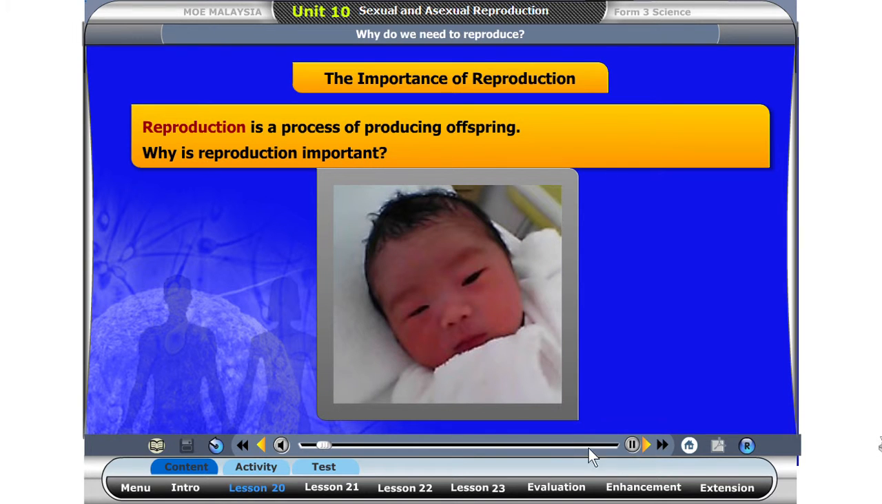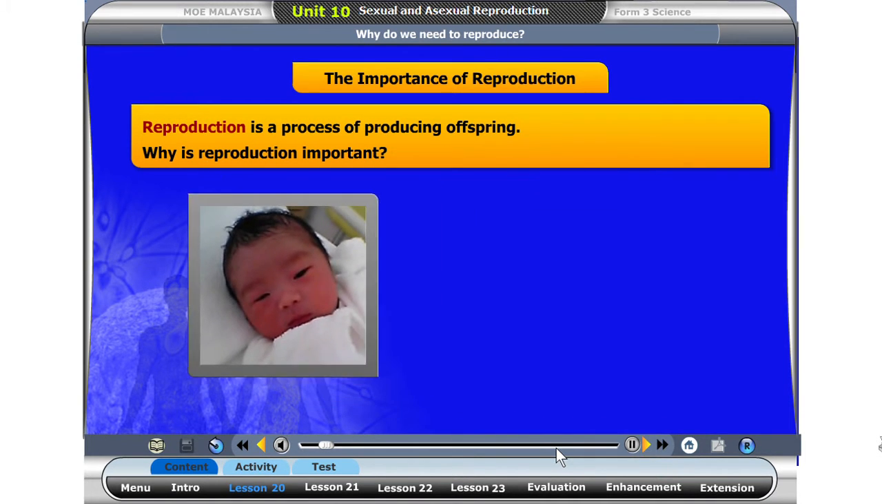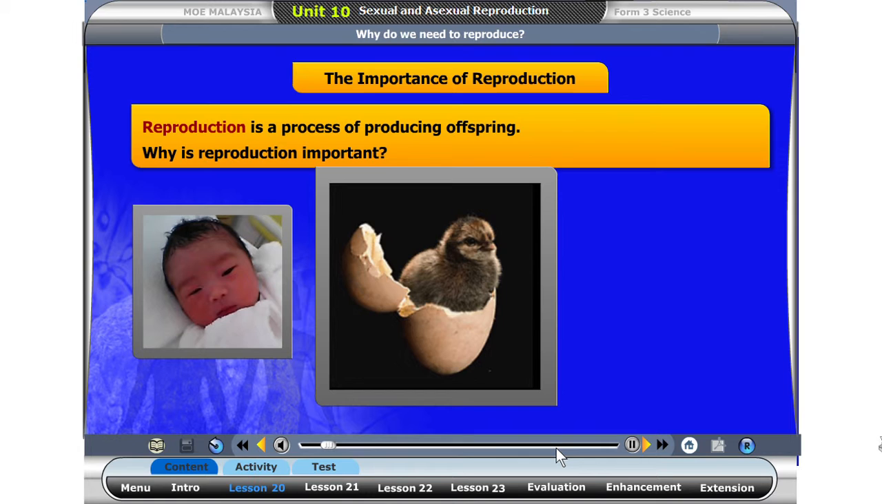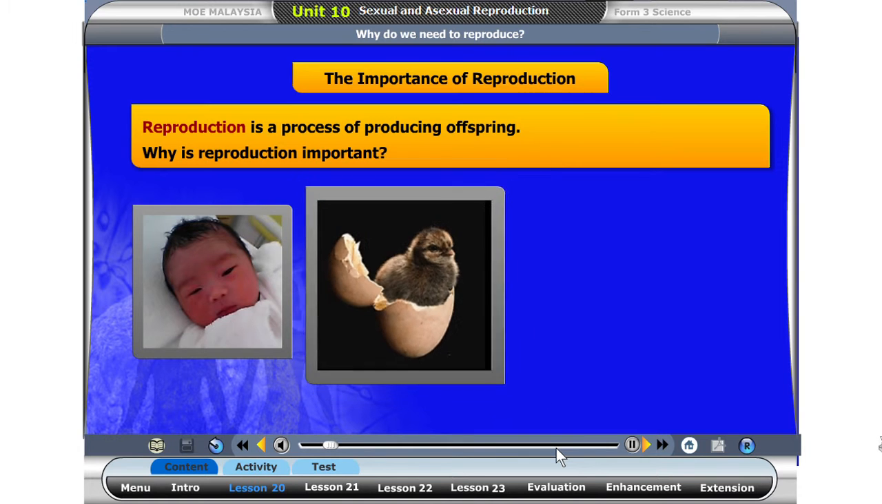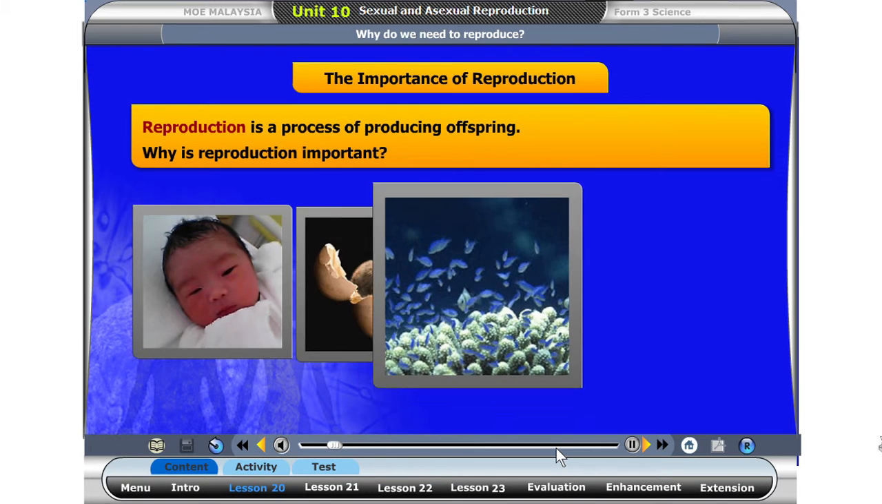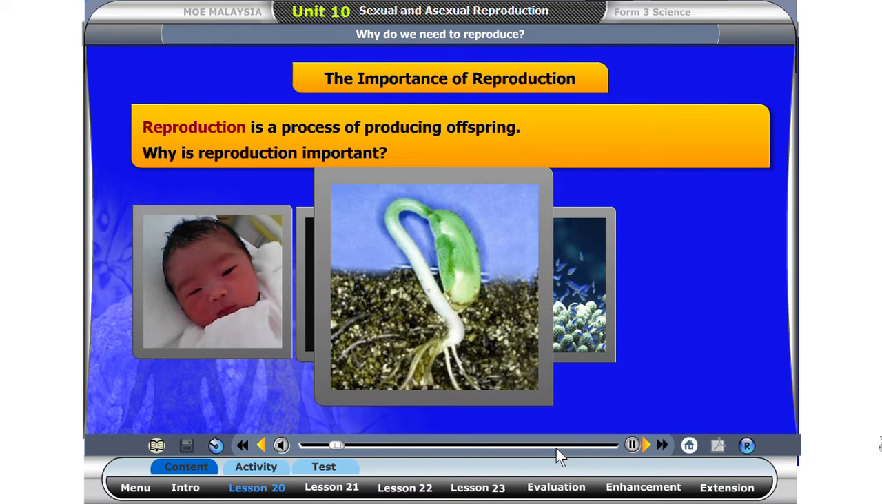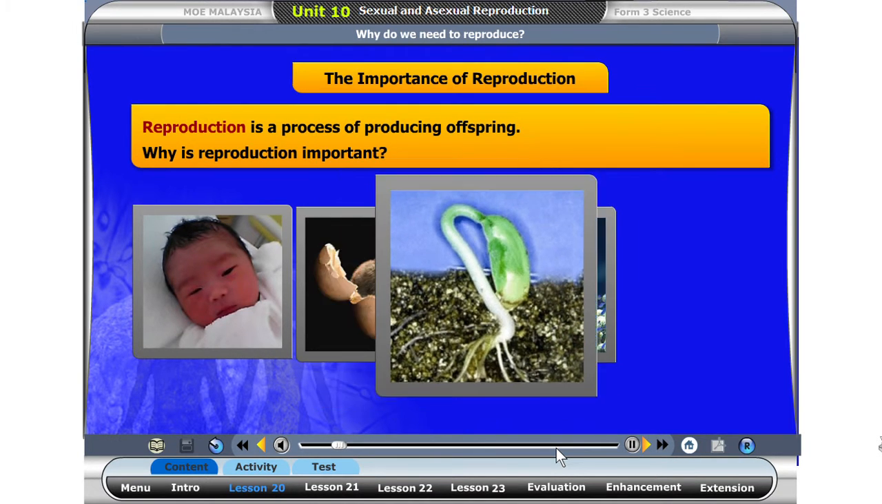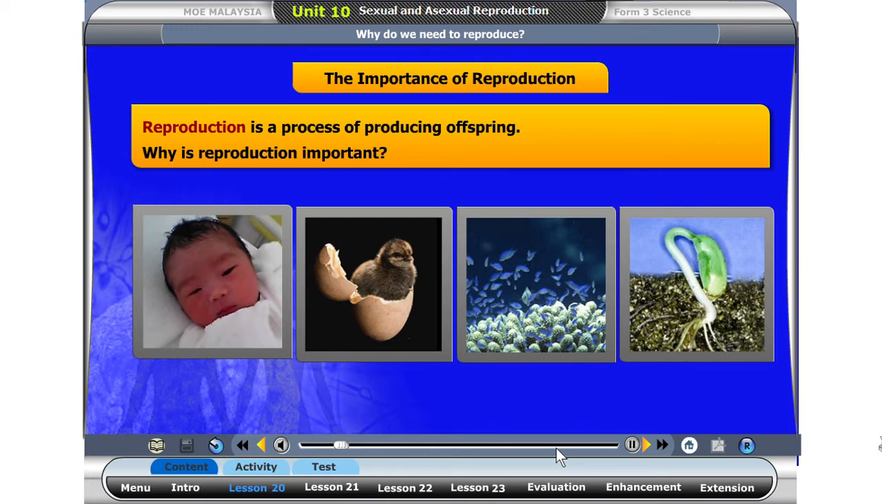However, the world does not get empty because, as some living things die, there are always others being born. All living things, humans, animals, and plants, reproduce. Reproduction is the biological process of producing offspring. Why is reproduction important? Discuss with your friends.